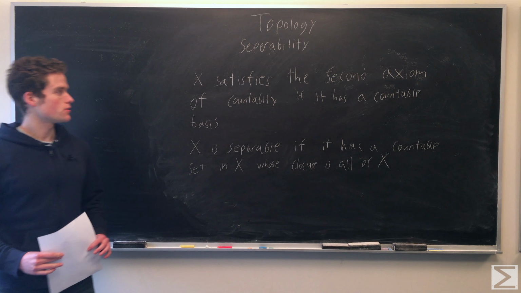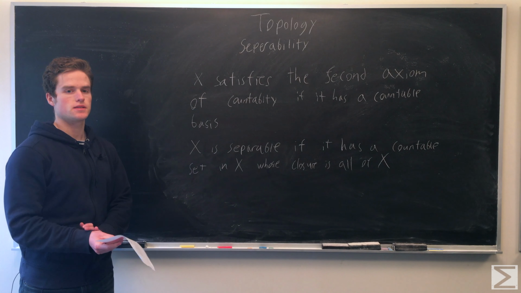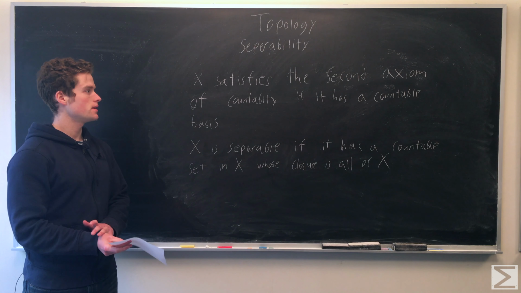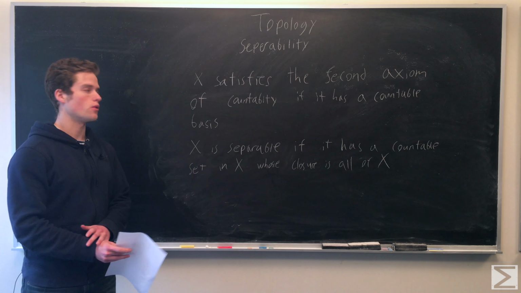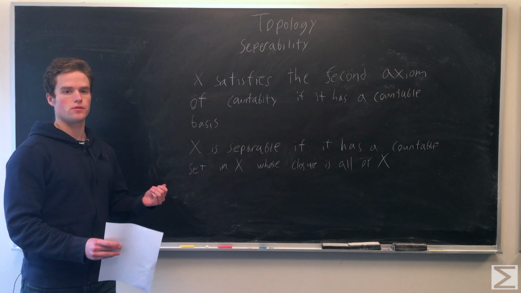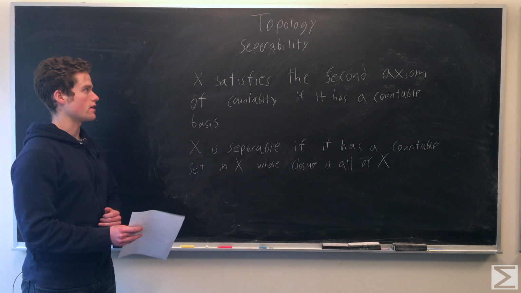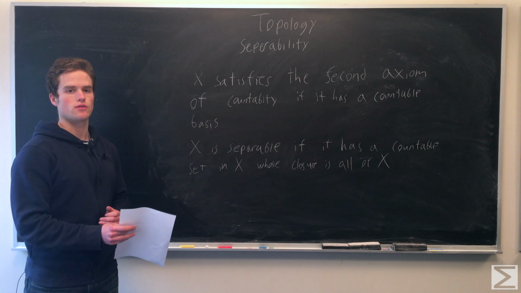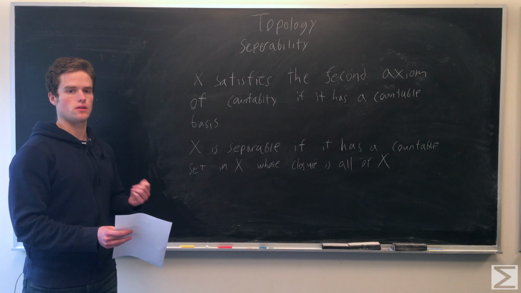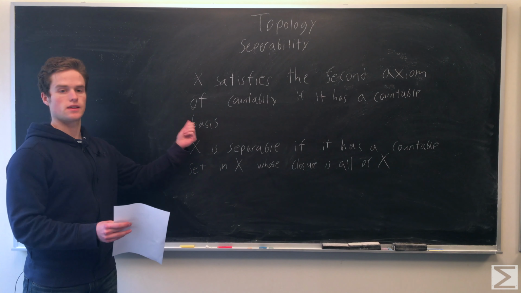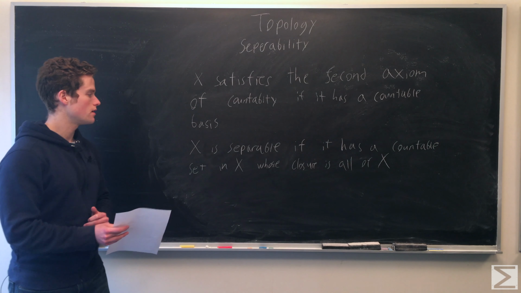So the second axiom of countability just means if the space X satisfies the second axiom, it has a countable basis. So we have a countable set of open sets such that any open set in X can be represented as the union of some number of these countable open sets.